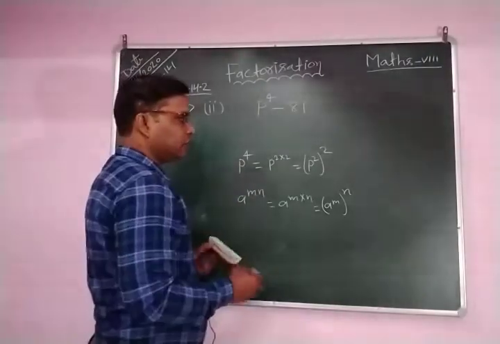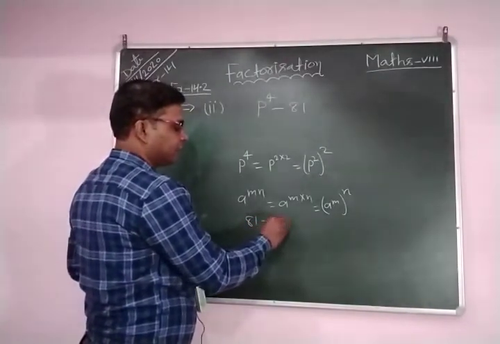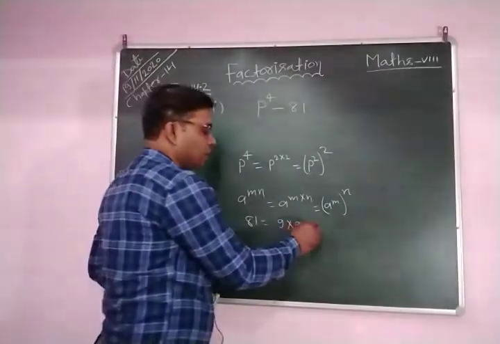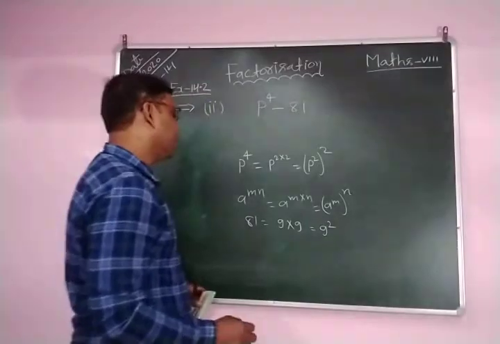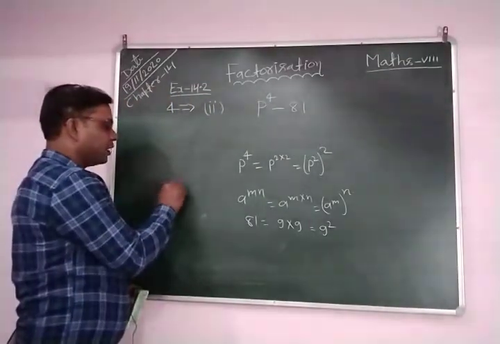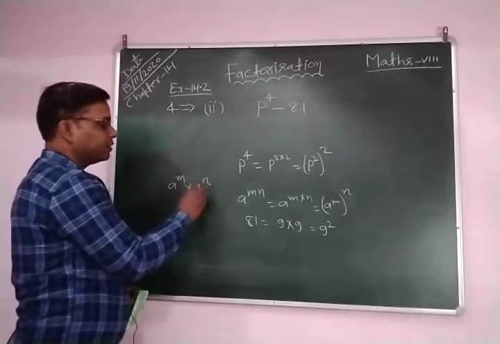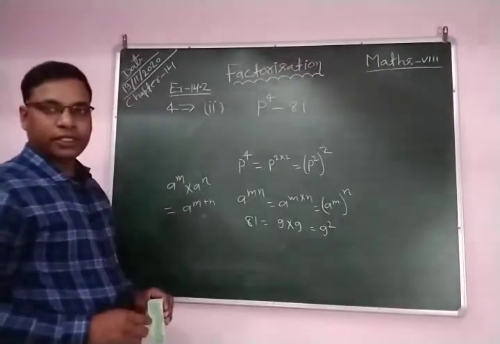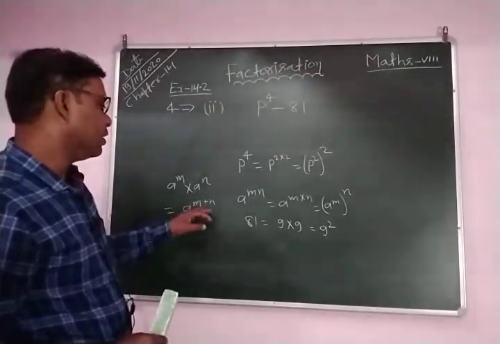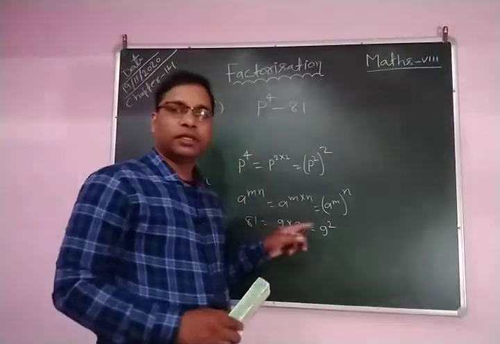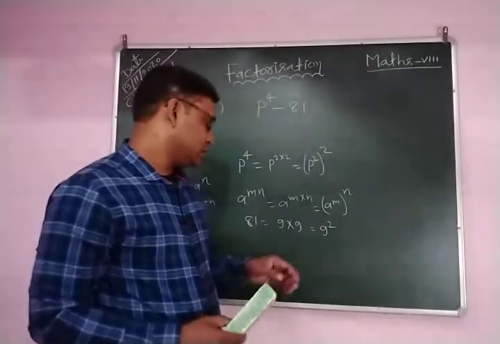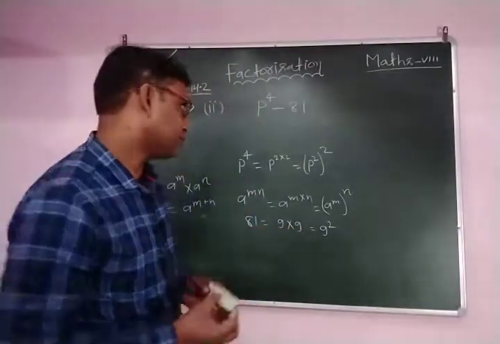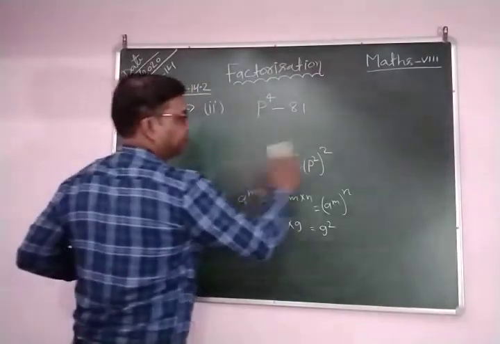And 81, what is 81? 81 is the square of 9. You can write 81 is equal to 9 into 9. This is equal to square of 9. Okay. Because you know the law of exponent, a to the power m into a to the power n. This is equal to what? A to the power m plus n. Because here you can see the base are same, then power will add. So here also you can see 9 power 1, nothing but you can say 1. 9 power 1 into 9 power 1, this is equal to 9 power 1 plus 1, this is equal to 9 power 2.